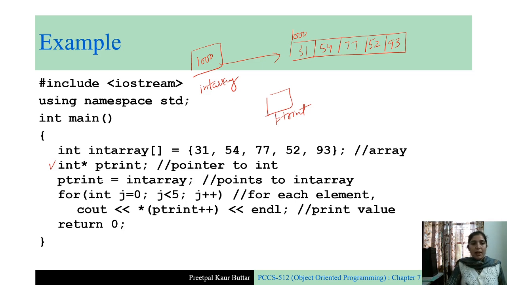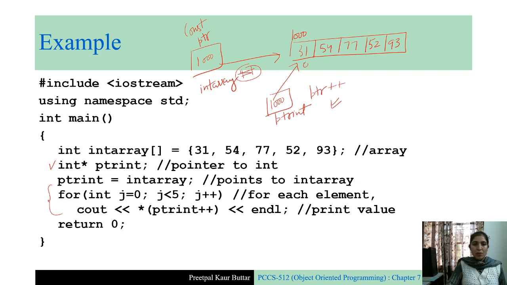Okay. And ptr int is equal to int array. So whatever address is there in this array is also going here. So we are copying the address. So both of them are pointing to this block of memory. One is a constant pointer and another is a normal pointer. Okay. And now we cannot increment int array. We cannot do this int array plus plus. But we can do this ptr int plus plus. This is valid.